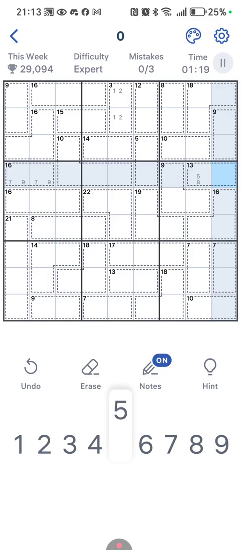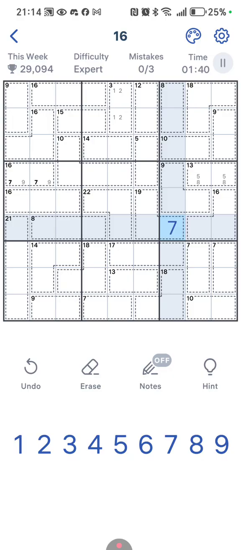The other thing is remainders. Every square has to add up to 45. Every line has to add up to 45. So you have a situation here where you've got 16, 9, which is 25, plus 13, which is 38, which means that this has to be 7. Okay, so we're looking for things like that.